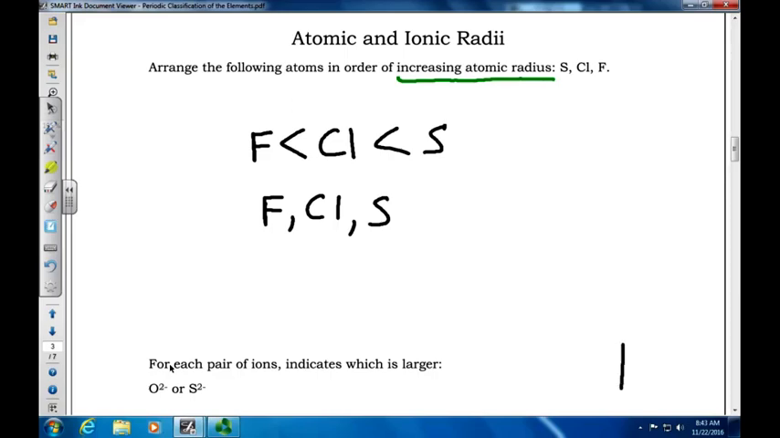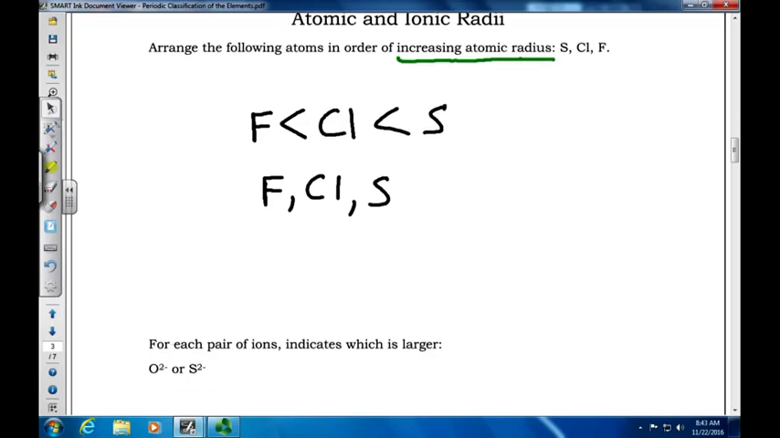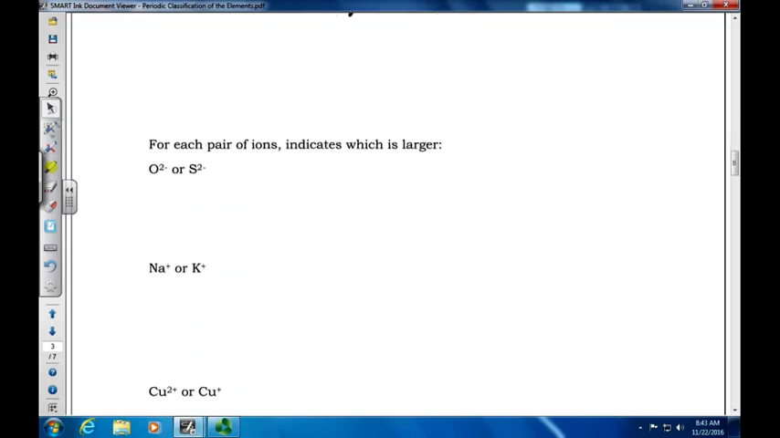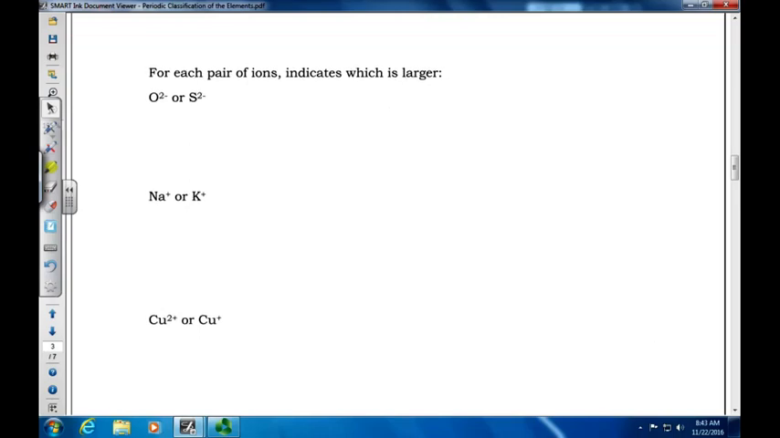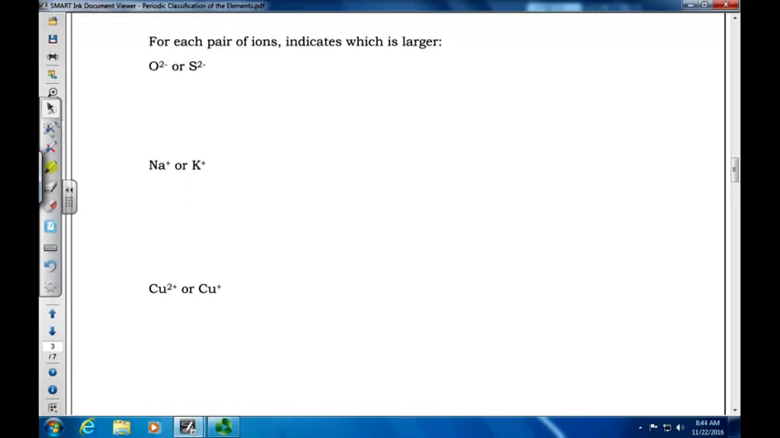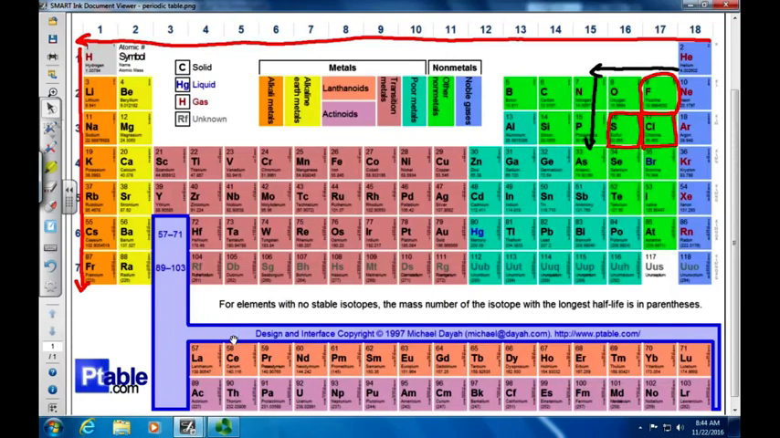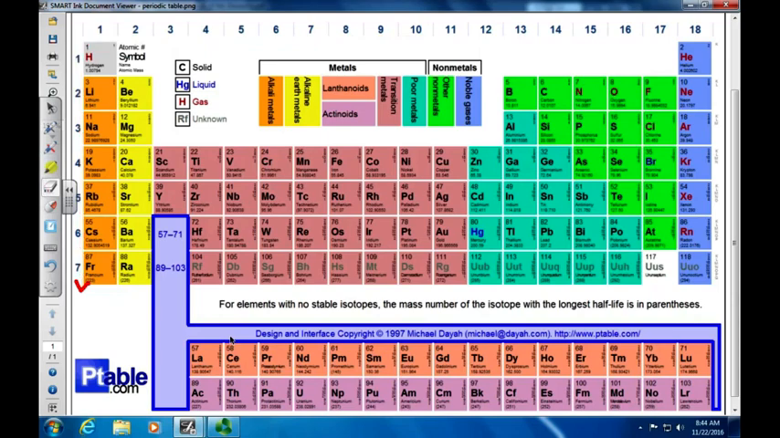So now we're going to look at some ions instead of atoms. It's an important distinction between them because the trends are slightly different. In fact, they're majorly different. So let's go back to our periodic table and get rid of some of this junk that was written over here.